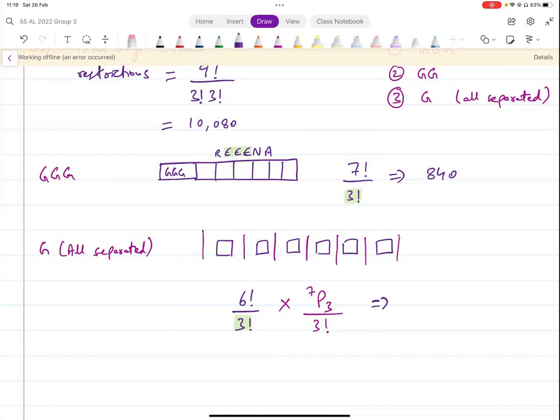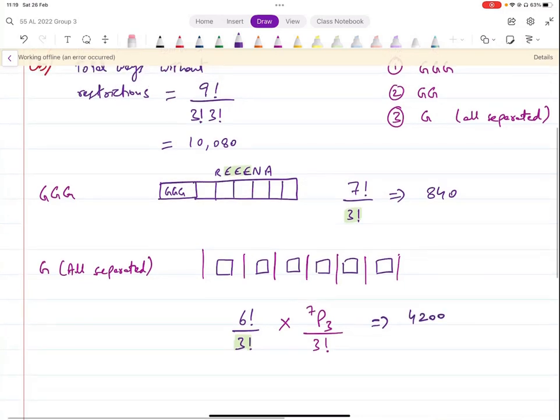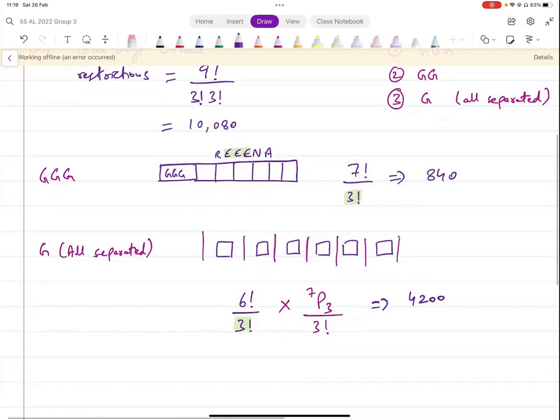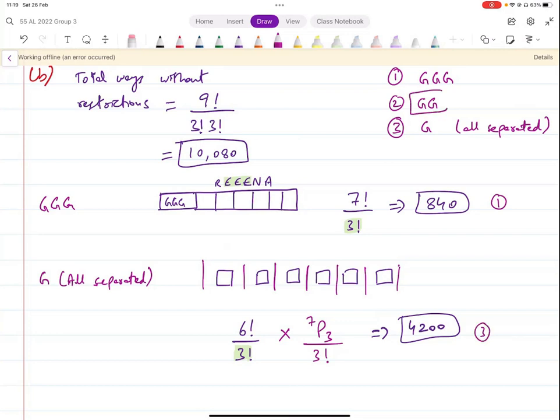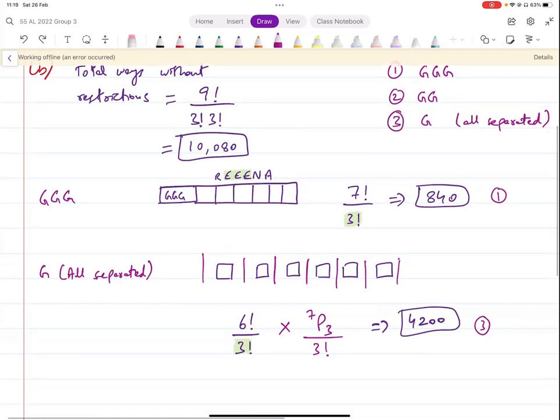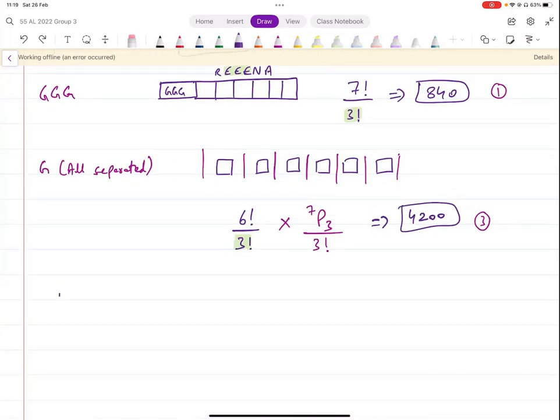What do you get in this case? 4,200. So that's the number of cases that you've got for this case. Okay. So we have the total, and we have these two cases that you want to take out now, because this is the first case out of these three cases. This is the third case out of those three cases. We want the second case. So total mein se ye dono agar minus kar de, that is going to give us the result.